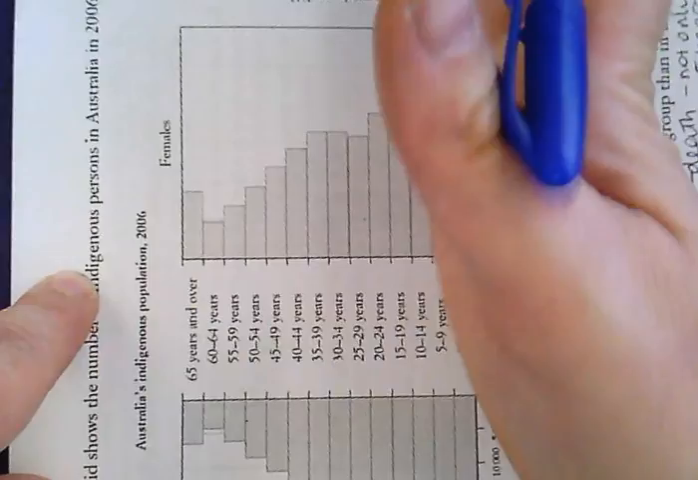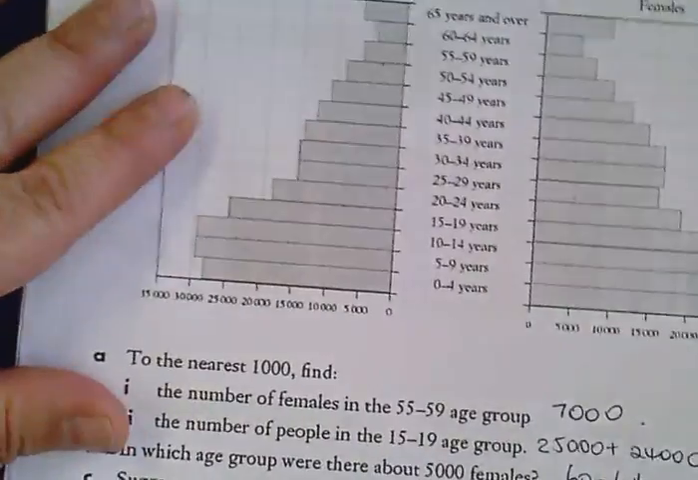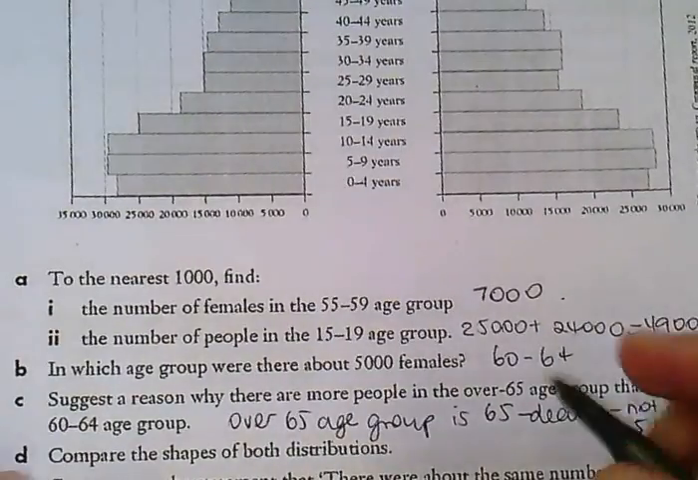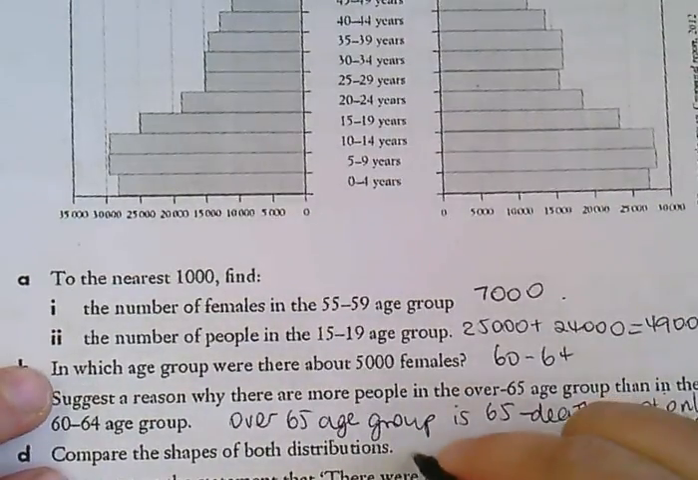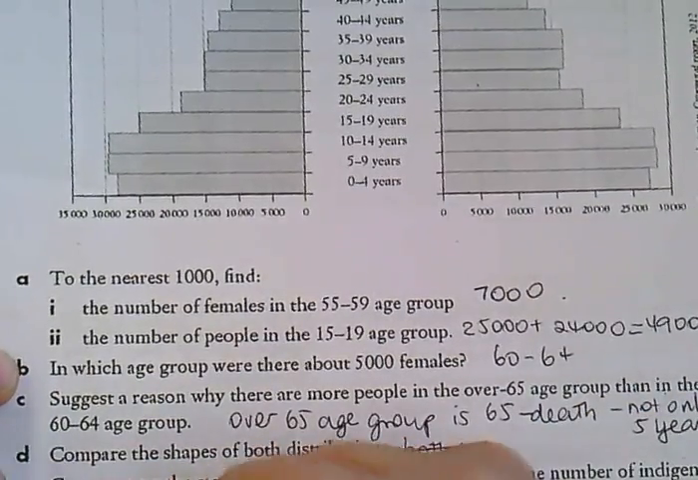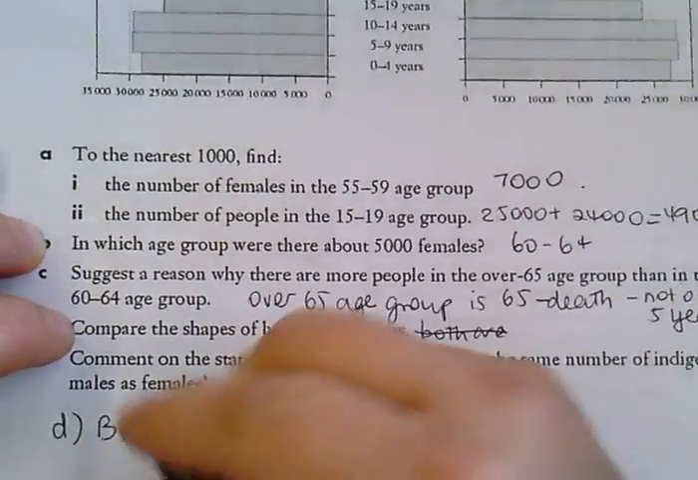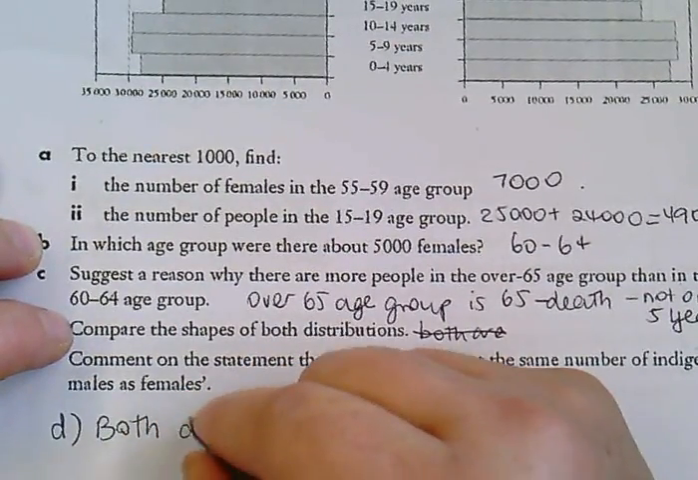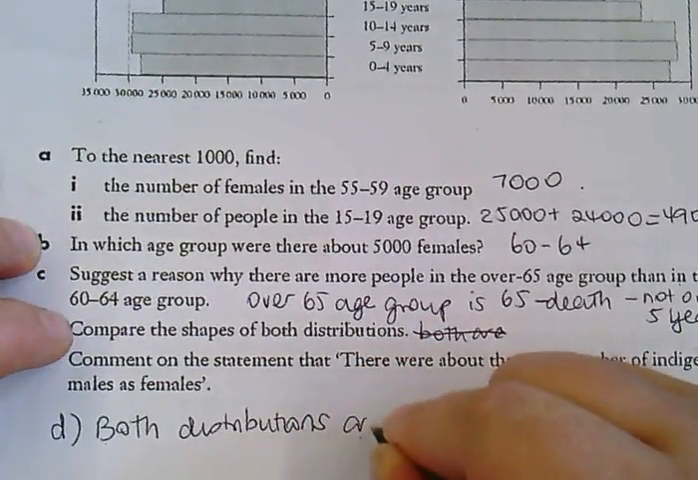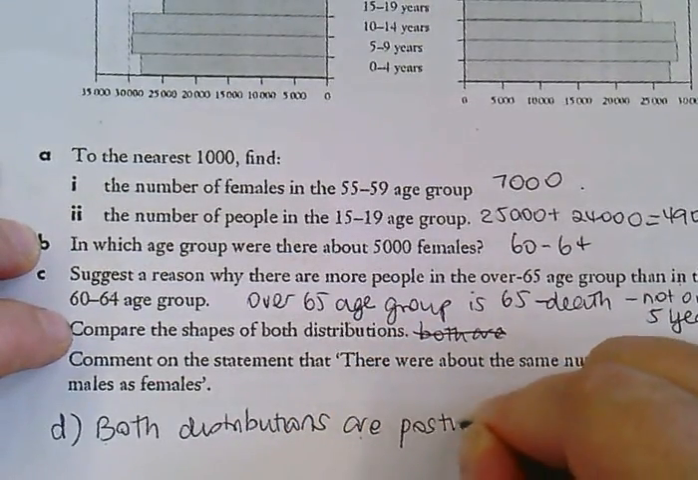It's positively skewed because most of the data is at the beginning. When most of the data is at the beginning, that's positively skewed. So both distributions are positively skewed. Actually, I'll put it down here. Both distributions are positively skewed. Be careful with the females because the scale is backwards. Do you see that?